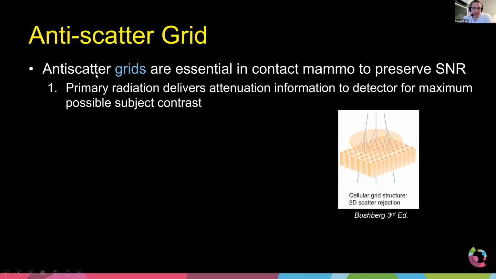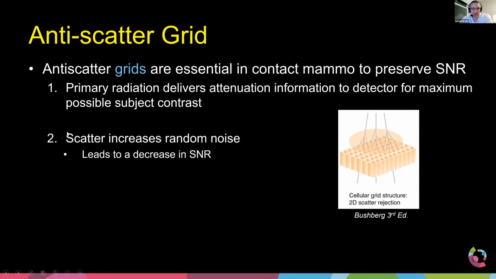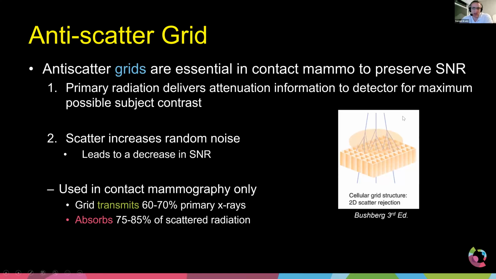All right, just briefly talking about the anti-scatter grids, so we're just moving down the chain here. The grids are very important because they reduce the amount of scatter. So photons come in, they interact in the breast, they cause scatter. We use the grids to clean that up. Decreasing the amount of scatter improves signal to noise ratio. We only use grids in contact mammography only.